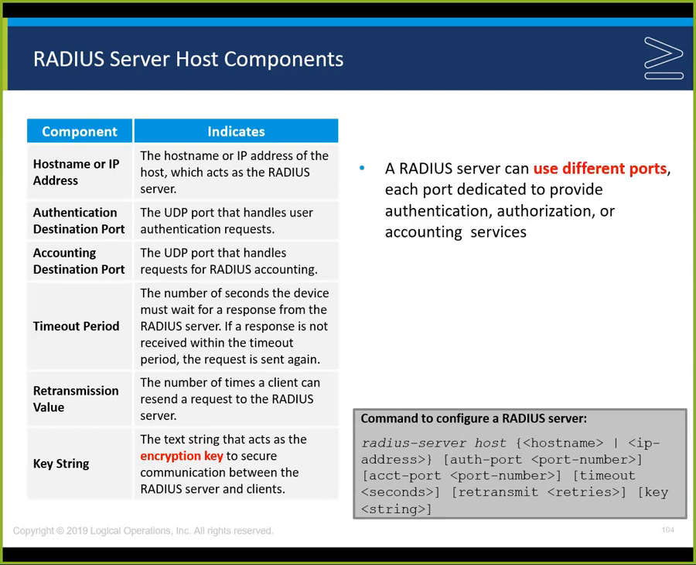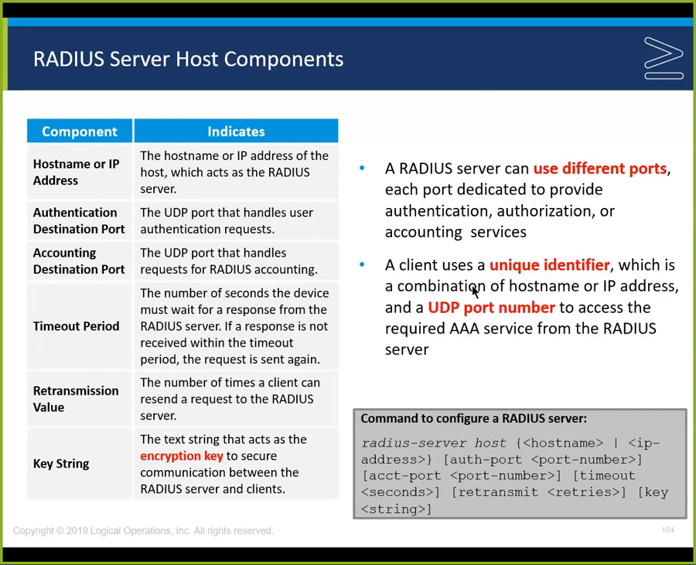We can use different ports. We can specify them if we want. Each port is dedicated to provide authentication, authorization, and accounting. A client uses a unique identifier, a combination of the hostname or IP address and the UDP port, to access the required AAA service from the RADIUS server.